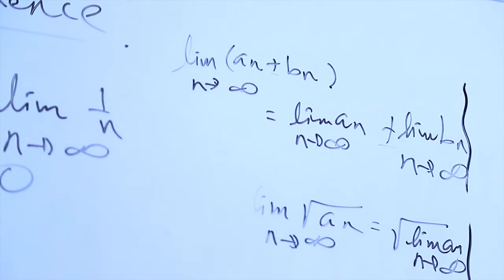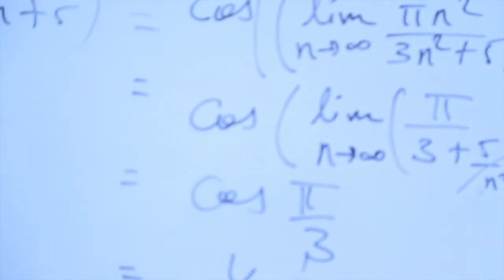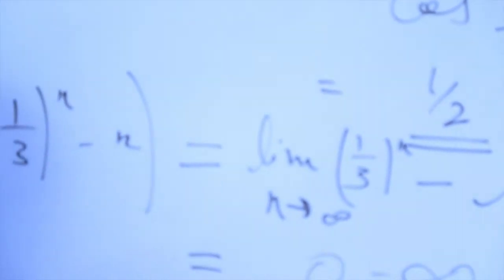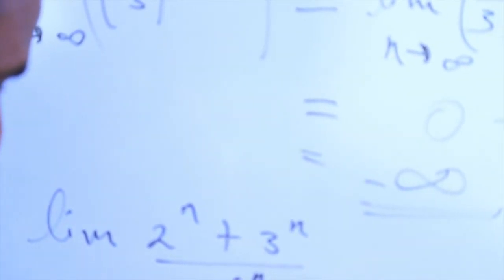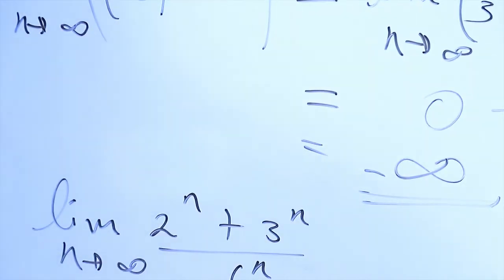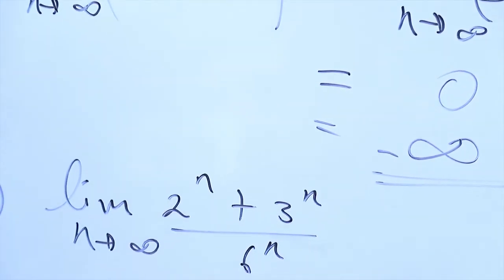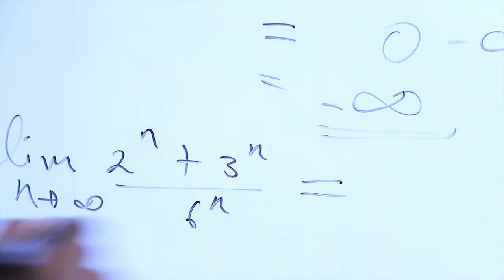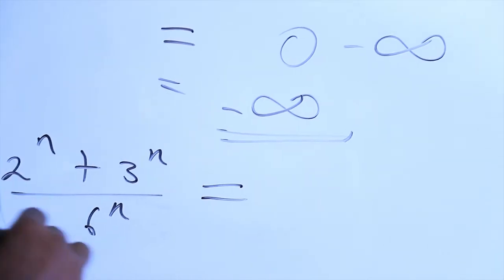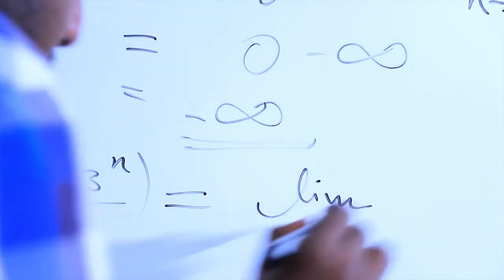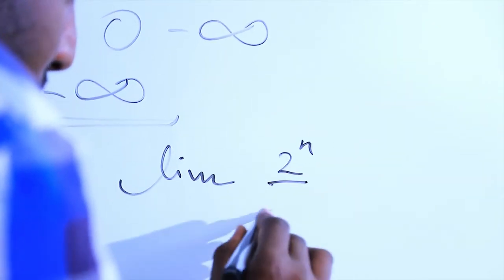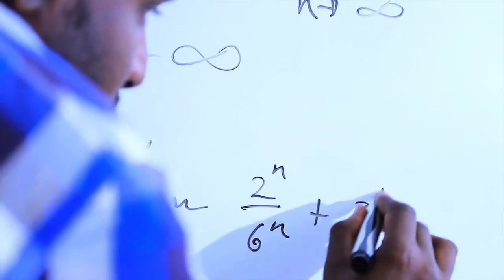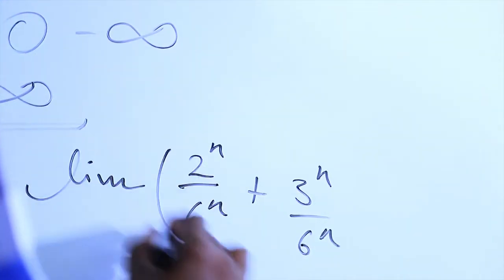When we come to part a, evaluate the limit of the sequence 2 to the power of n plus 3 to the power of n over 6 to the power of n as n approaches infinity. This can be simplified as the limit of the sequence 2 to the power of n over 6 to the power of n plus 3 to the power of n over 6 to the power of n, as n approaches infinity.